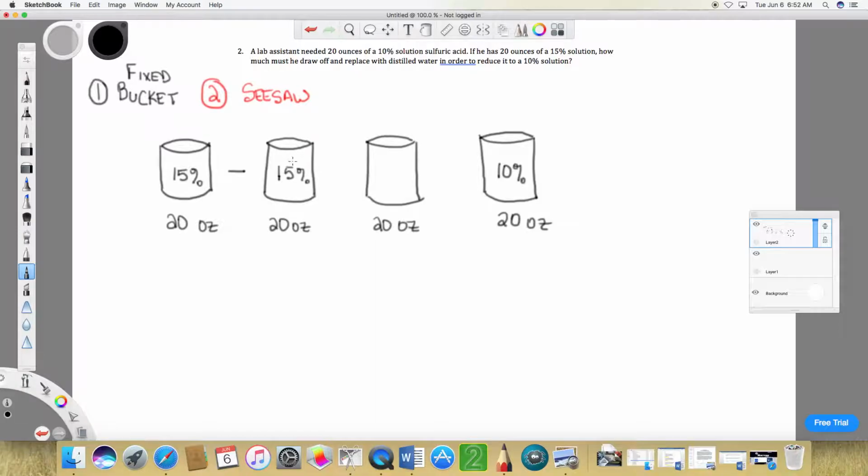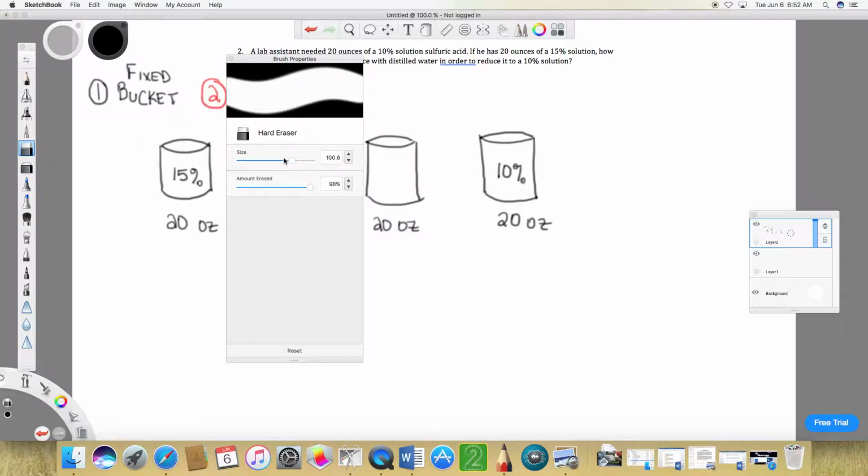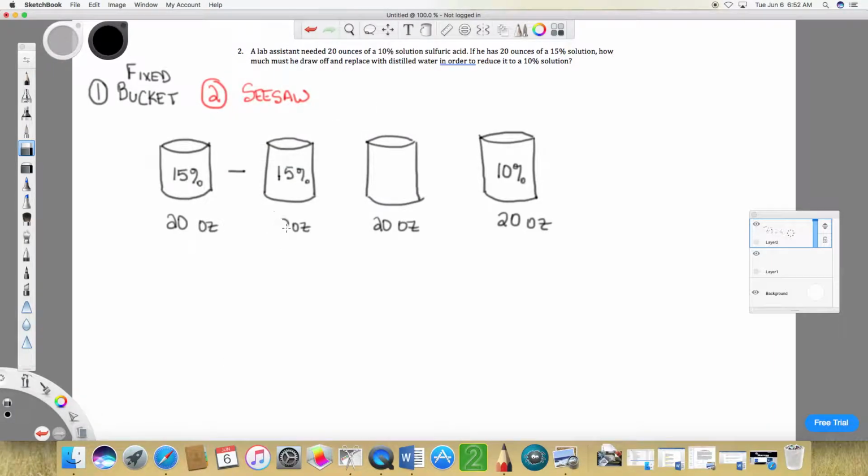So even though the container was 20 ounces, I'm going to change my volume at the bottom. That was the maximum size of this container. I'm removing some of this liquid from the 20 ounces, so I have to figure out how many ounces I'm going to remove. It's unlikely that I'm going to pour the whole 20 ounces down the drain and then refill it with a 10%. That's an expensive way to do it.